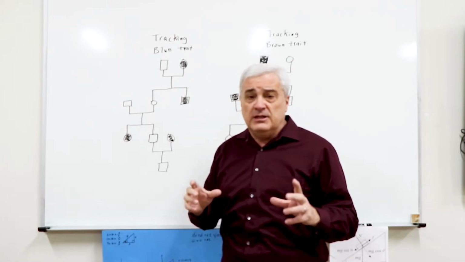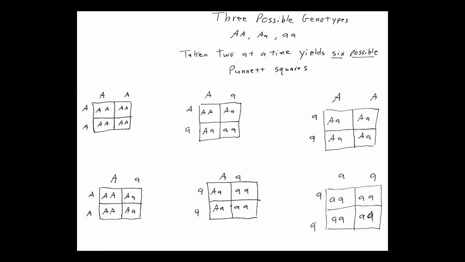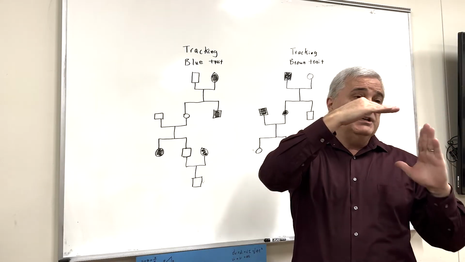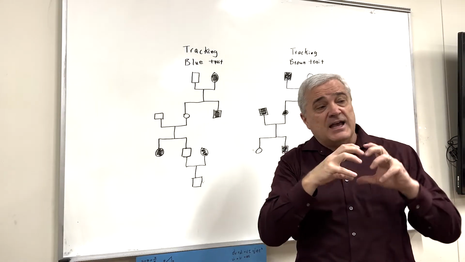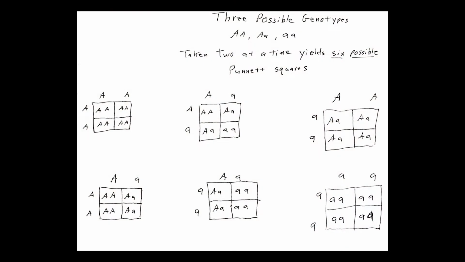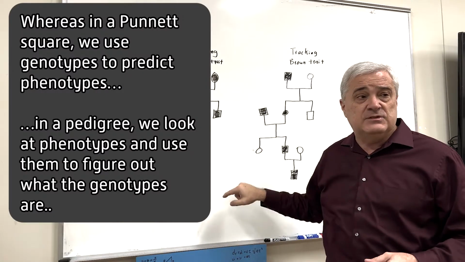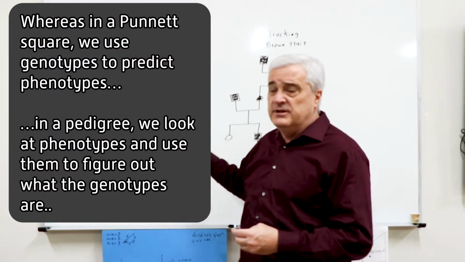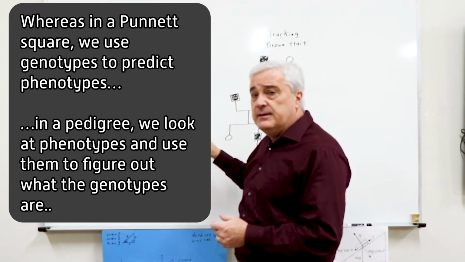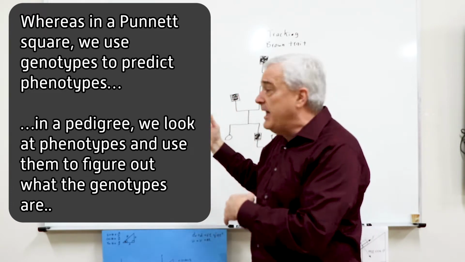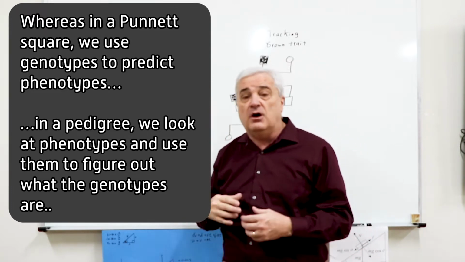Now, in Punnett squares, there are 6 different versions of Punnett squares, and the Punnett squares give us the genotypes, and then down inside the boxes, predict what the phenotypes would be. So in a pedigree, we're doing the opposite. We're looking at the phenotypes, whether the trait is expressed or not, and using the phenotypes to reverse engineer back to figure out what the genotypes are.